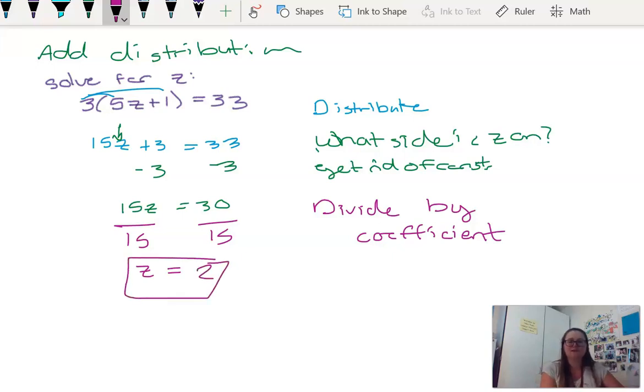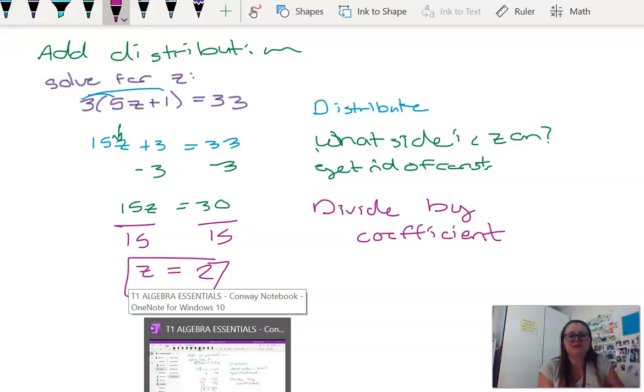Now this one we definitely want to check because we did a lot of steps. So we're going to come up here and use order of operations to check. So 5 times z, which is 2, is 10, plus 1 is 11. 11 times 3 is 33. So we did it right.